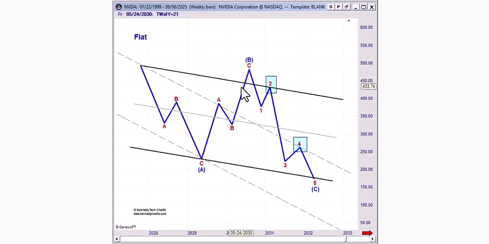So what I've observed over the years is I start again at the origin point of wave A, and then I either use the extreme of wave 2 as my pivot point or the extreme of wave 4 as my pivot point. If we use the extreme of wave 2, then the floor, the bottom that I'm looking for wave C to fall to, would be the lower boundary line of the corrective price channel.